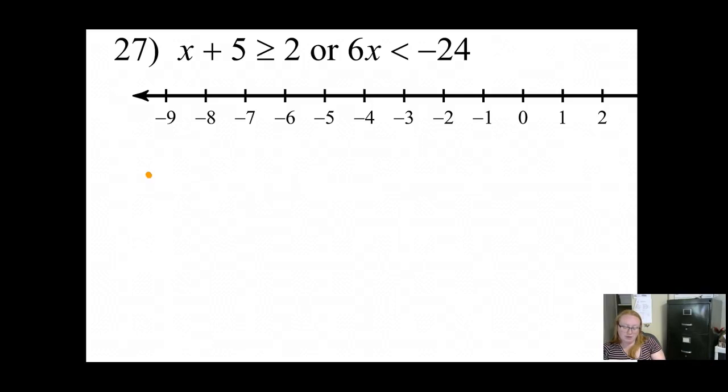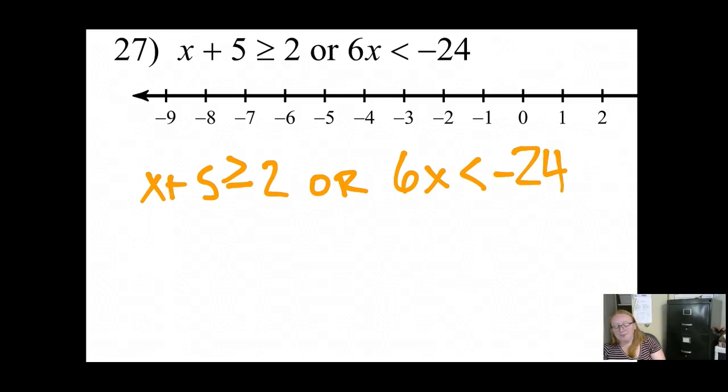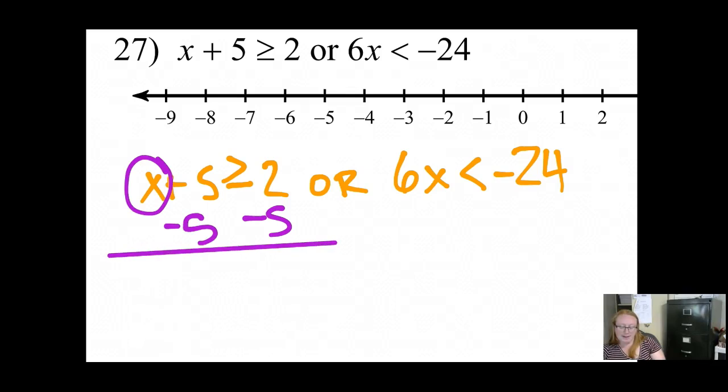So on 27, I'm going to rewrite my problems. So I have x plus 5 is greater than or equal to 2, or 6x is less than negative 24. I'm going to subtract 5 on both sides here because I'm trying to get x by itself. I get x is greater than or equal to negative 3.